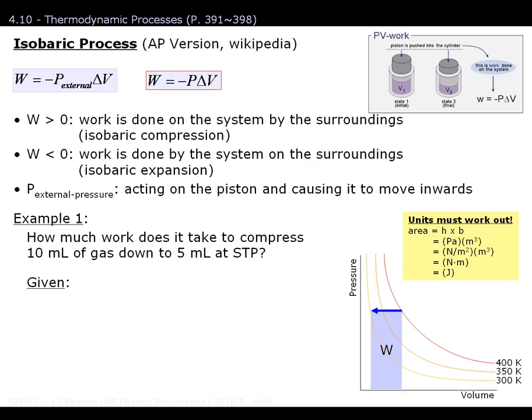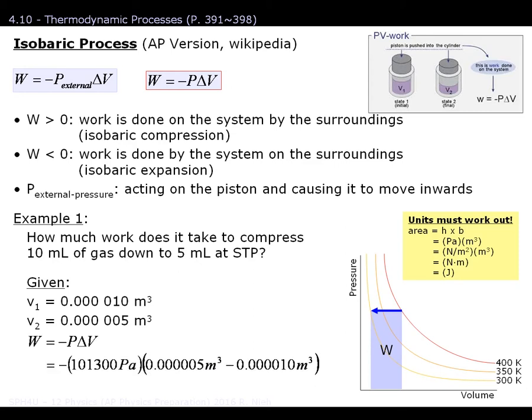So to convert centimeters cubed into meters cubed, you must divide the number by 100, 3 times, 1 for each dimension. So 10 centimeters cubed divided by 100, divided by 100, divided by yet another 100, gives you a very small number. The same is also true when you convert 5 milliliters into cubic meters. At standard temperature and pressure, the pressure is 101.3 kilopascals. And when you work through this, you'll find out that you have a positive value.